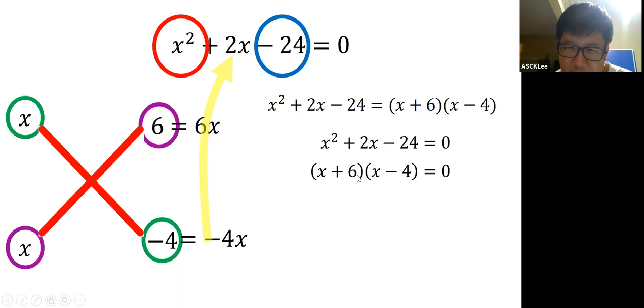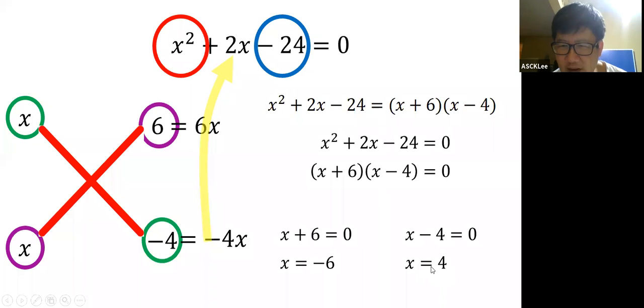x plus 6 equals 0. Therefore, x equals minus 6. And after that, you have x minus 4 equals 0. And therefore, you have x equals 4. These two are your solutions. Minus 6 and 4 are your solutions. x plus 6 and x minus 4 are your factors.